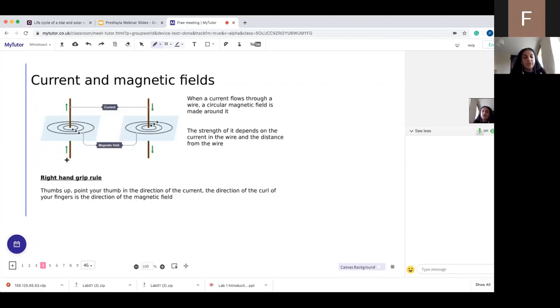Now, the strength of that magnetic field that is created by a current carrying wire depends on A, the current in the wire, and B, the distance from the wire. Okay, so two factors that we need to know and how they affect the magnetic field produced by current.